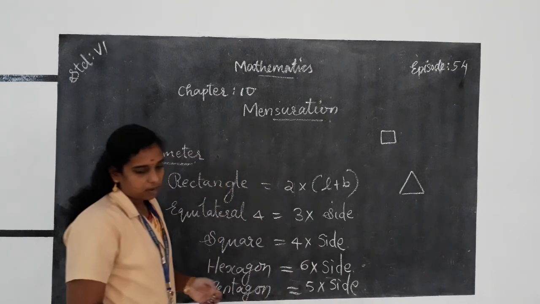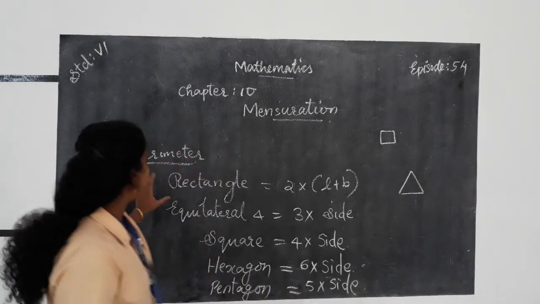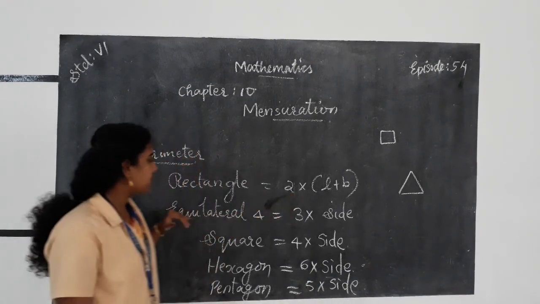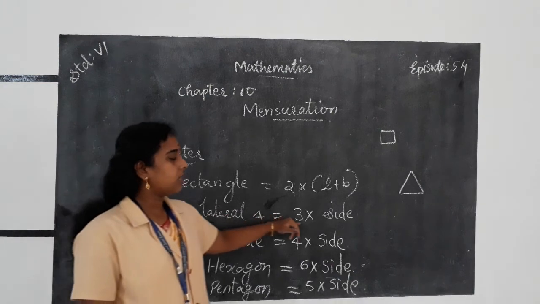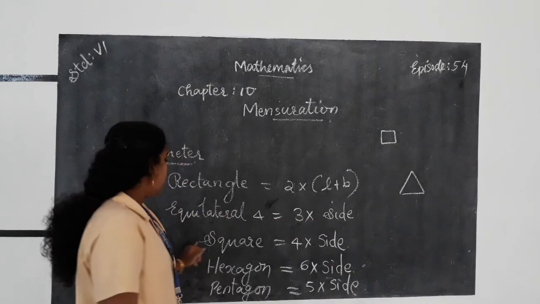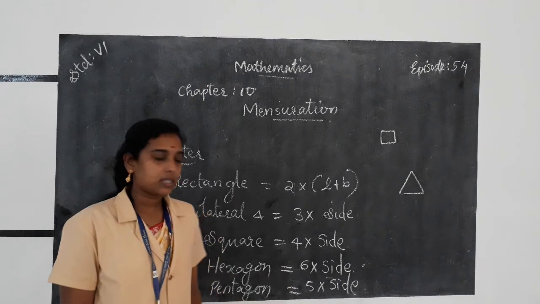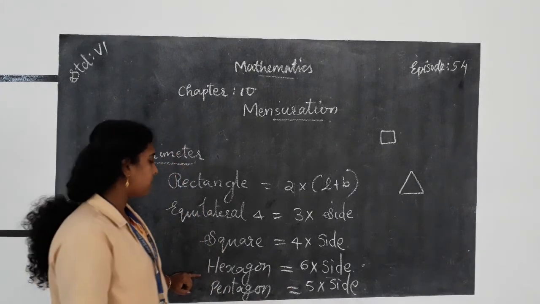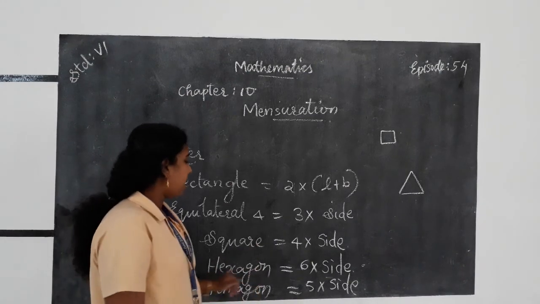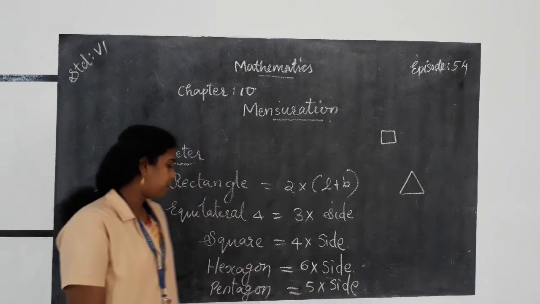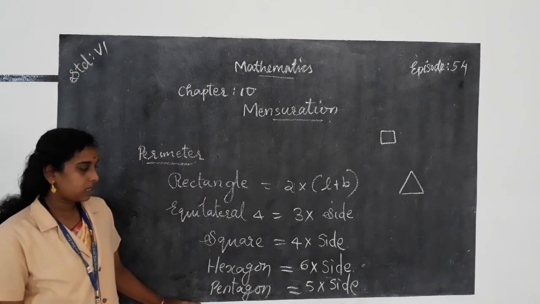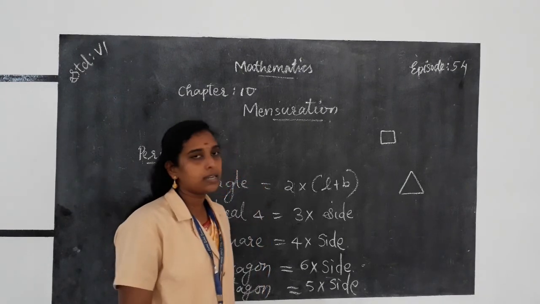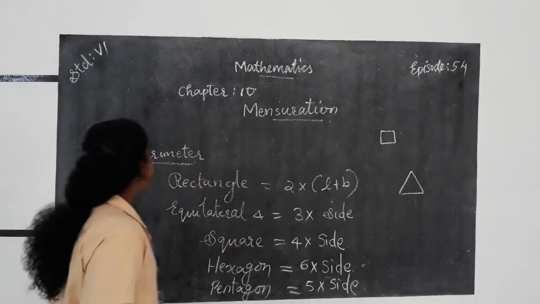So these are the equations that we also discussed in the chapter Mensuration. The perimeter of a rectangle is 2 into L plus B. Equilateral triangle, 3 into length of one side. Square is 4 into side. Regular hexagon, where all the sides are of equal length, is 6 into side. Pentagon is 5 into side. A pentagon has 5 sides, so number of sides into length of one side.